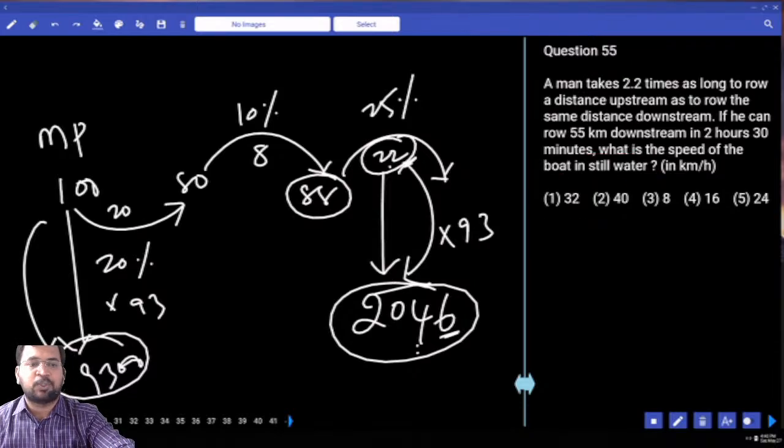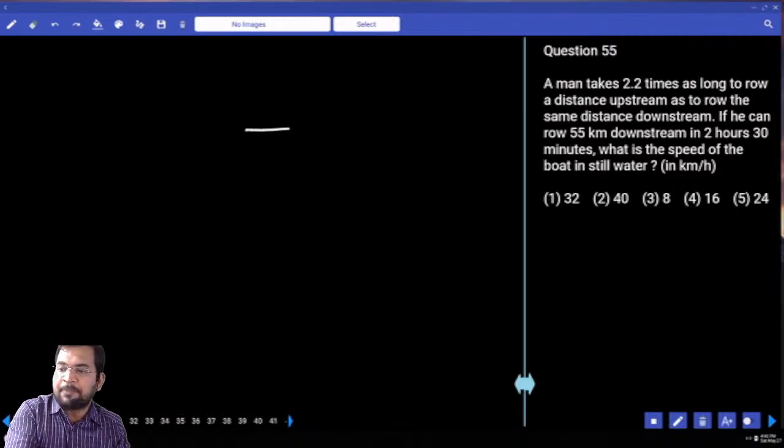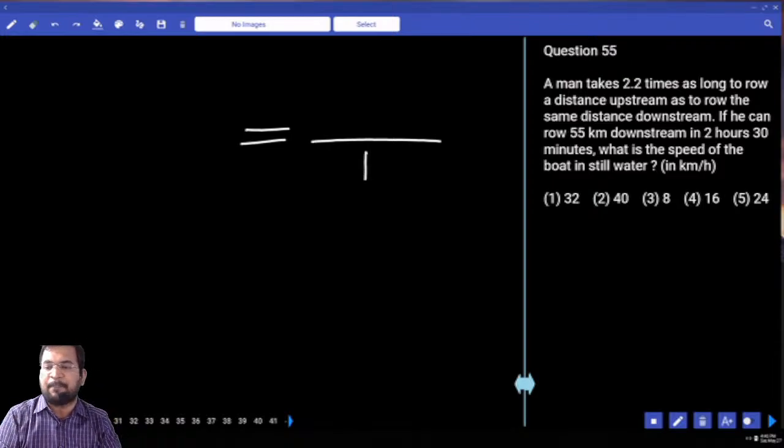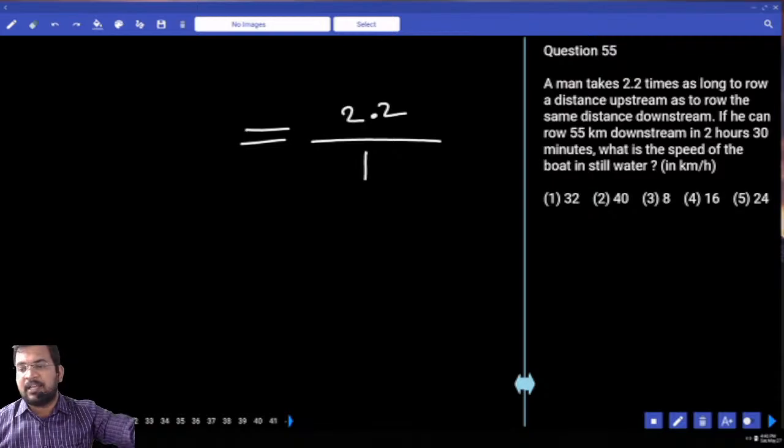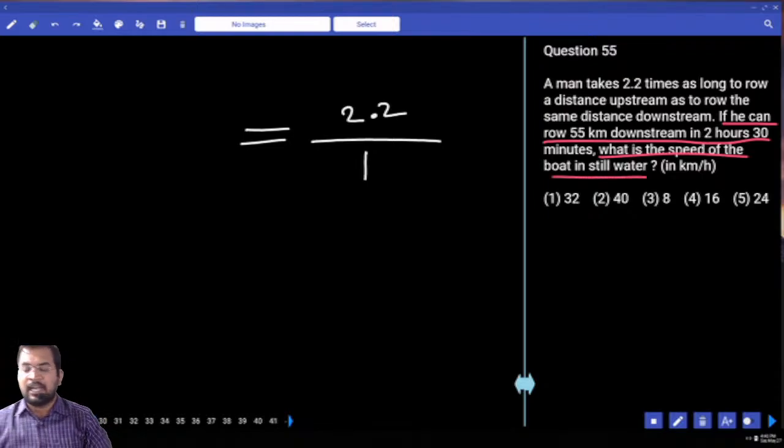A man takes 2.2 times as long to row a distance upstream as to row downstream. Upstream it will take 2.2 times. Say, for example, downstream time is 1 part. Upstream time is 2.2 times. Now, if he can row 55 kilometers downstream in 2.5 hours, what is the speed of the boat in still water?